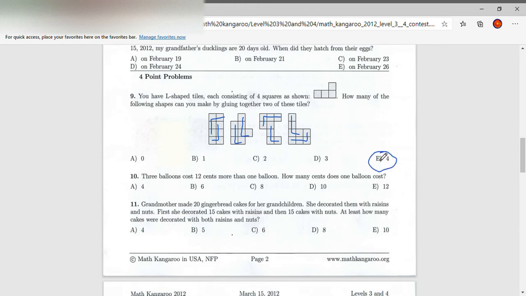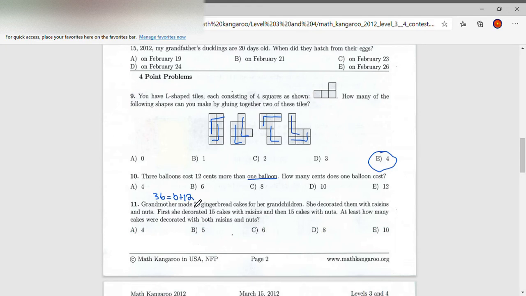Number 10. 3 balloons cost 12 cents more than 1 balloon. How many cents does 1 balloon cost? So 3B. B is a variable that stands for balloons. And I taught you about variables in my session 8 video, which was all about variables, which is already on my channel, and you should watch it because I think it will come in pretty handy. So 3 balloons equals 1 balloon, because it says 1 balloon, plus 12.